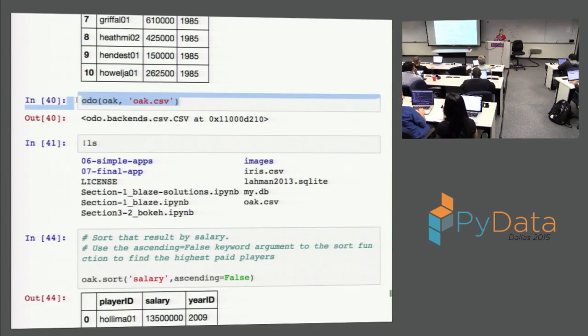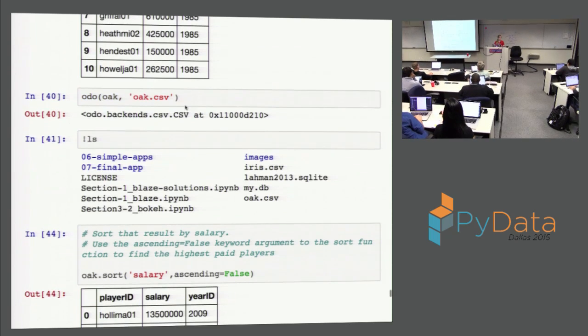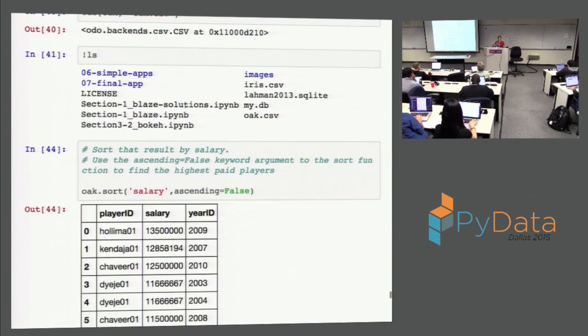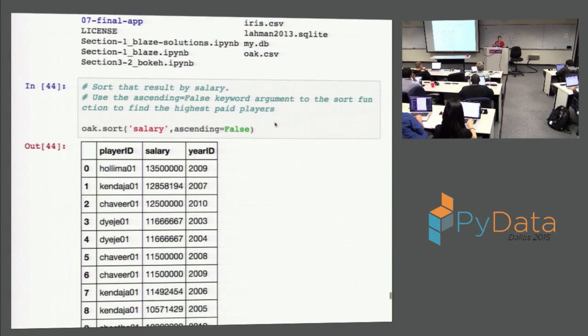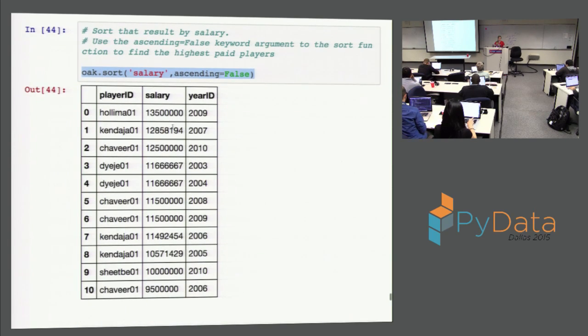Yes. So for example, let's say I want to save these results to a CSV. Just use odo and store your results, and you'll see the result is stored here. Now also, for these Oaks you can sort by salary, ascending false, and then you'll see which year an employee had the top salary.